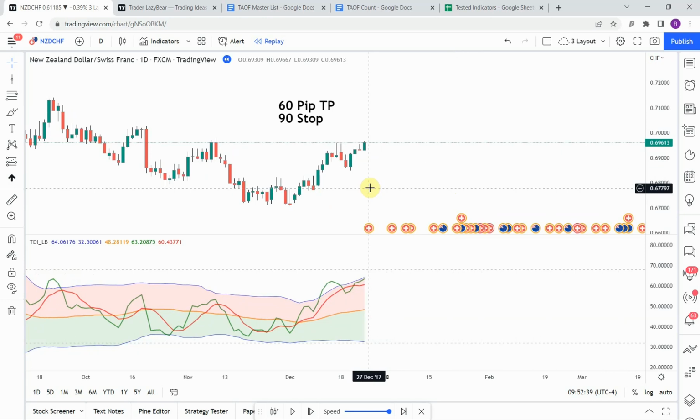Today we will be testing the Traders Dynamic Index.